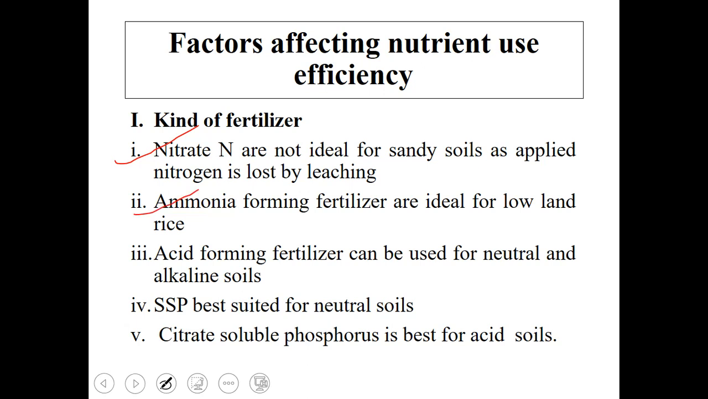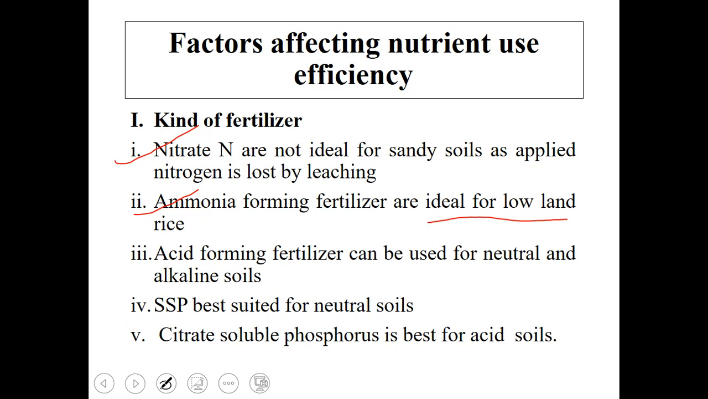Next, ammoniacal fertilizers are ideal for lowland rice. Lowland rice means what? Where water will be standing on the surface of the soil. Like the conventional type of rice where always water will be standing in the field, that we call a lowland rice.